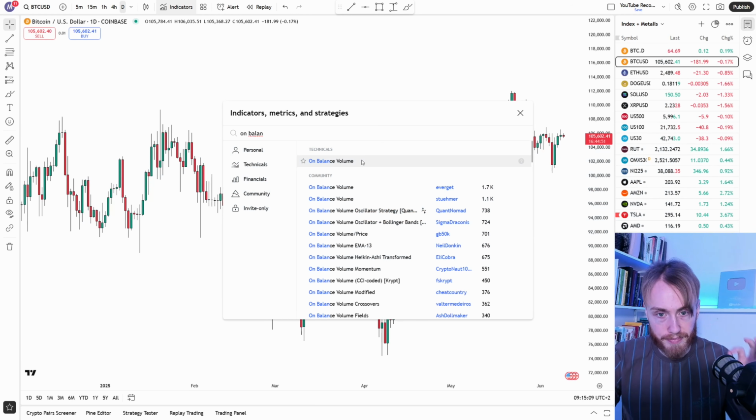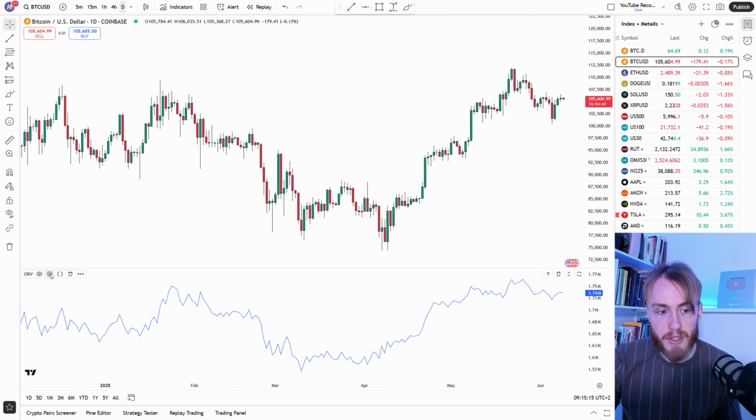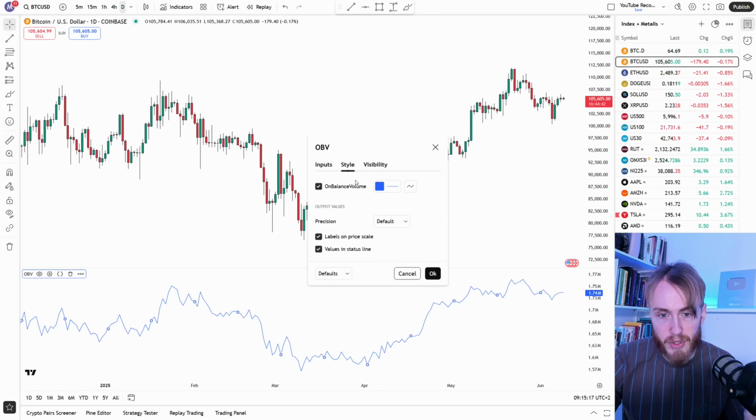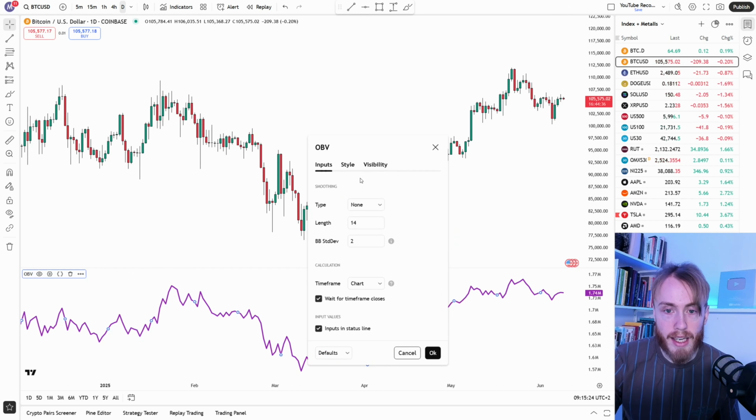But now, let's open up the on-balance volume. Next, I do want to change a few settings, mostly just for visual. I'm going to make the line a bit bigger. Let's make it purple as well. We do have some more advanced settings, but I do think we won't really have time to go too deep into the advanced settings in this video.